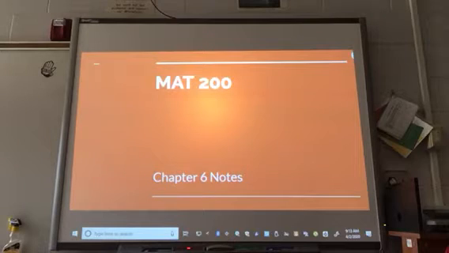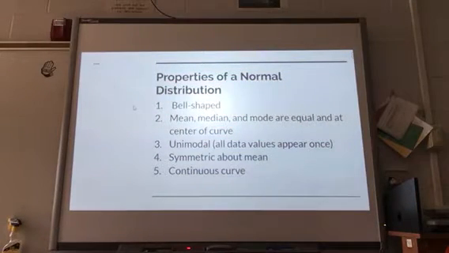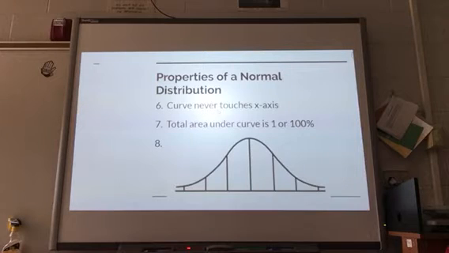Okay, now we're going to talk about chapter 6, which is called the normal distribution. We've already talked a little bit about this, but let's look at the properties first of all, which we'll talk a little more about as we go. I'm going to leave that for you to copy off. There's the bell shape; the mean, median, and mode are equal and at the center. It's unimodal, symmetric, and continuous. The curve never touches the x-axis. The total area under the curve is 1 or 100%.